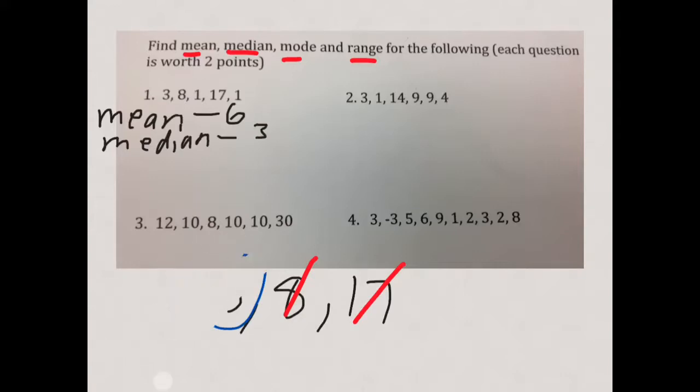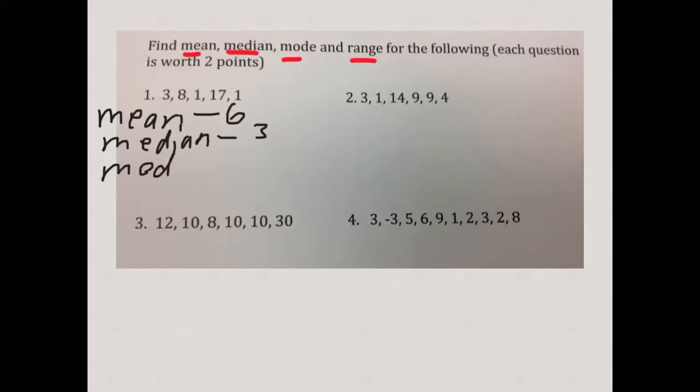Now we're going to look at what happens when I have an even set of numbers, or what happens if I have 2 numbers left over after I'm done crossing everything out. That'll be the next problem that we look at. Now, my mode would be what number repeats the most. Now, in this problem, I have 3, 8, 1, 17, and 1. The only number that repeats is 1, so that's going to be my mode.